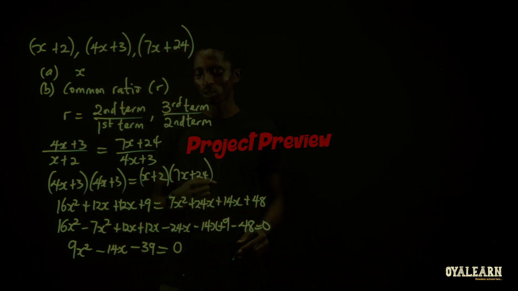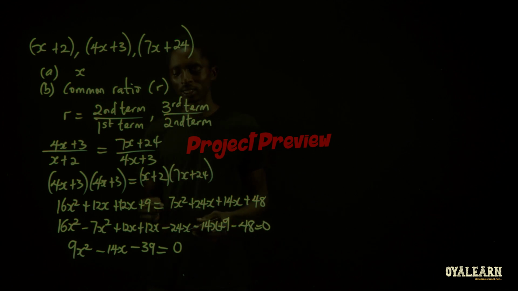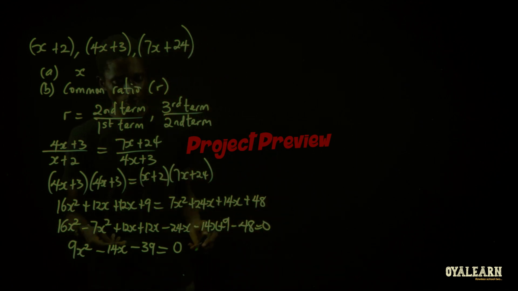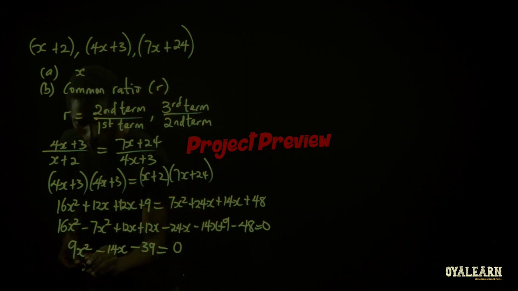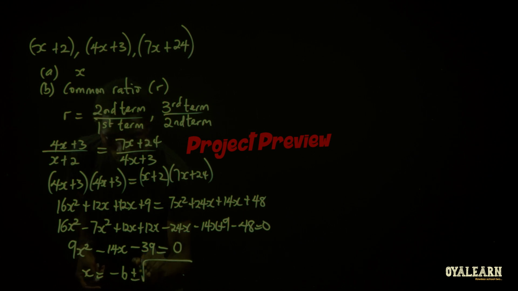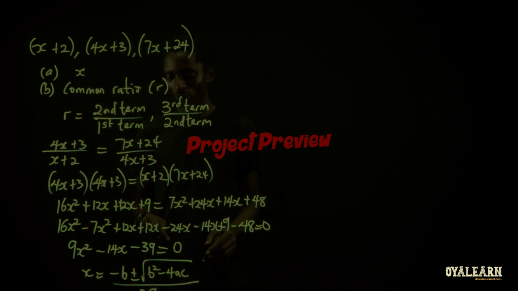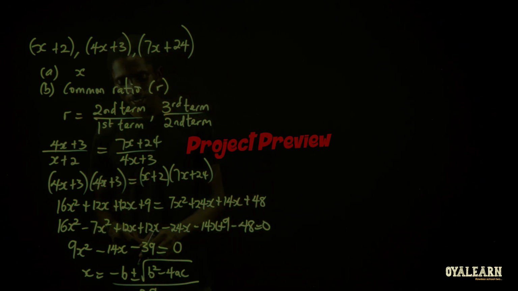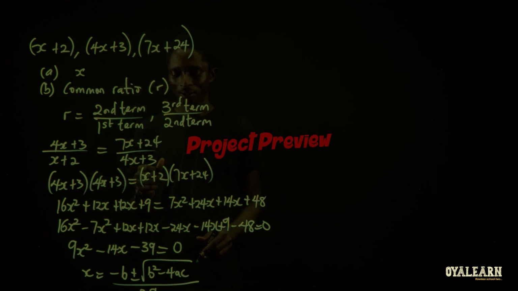Remember, you can solve this with any of the quadratic equation methods that you know. Either use the formula method or you use the factorization method. But here, we're going to be using the formula method. Remember, when you're solving the value of x using the formula method, your value of x equals negative b plus or minus square root of b squared minus 4ac all upon 2a. Now let's apply this. Remember, your value of a in this question is 9. The value of b in this question is negative 14. And the value of c is negative 39. Now let's apply that into the formula and see the value of x.